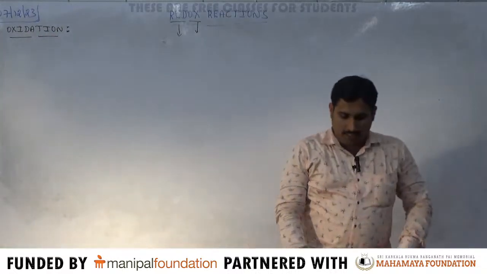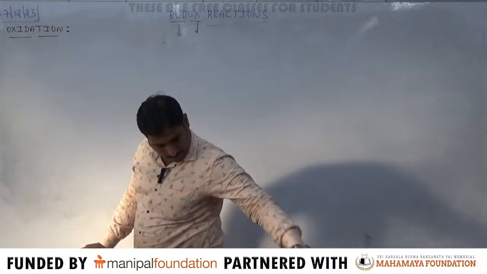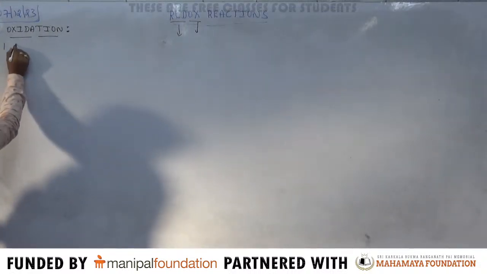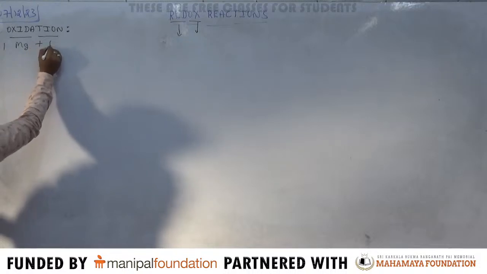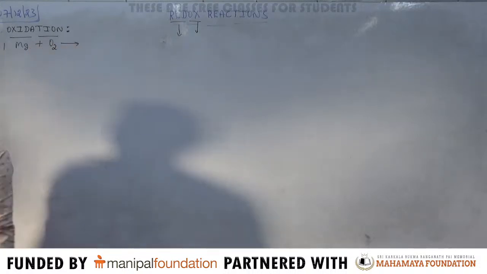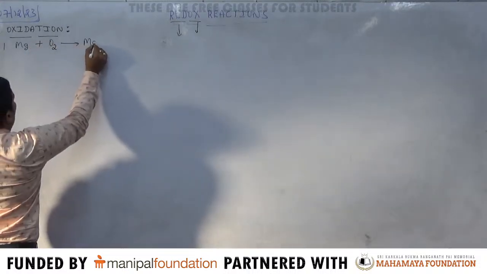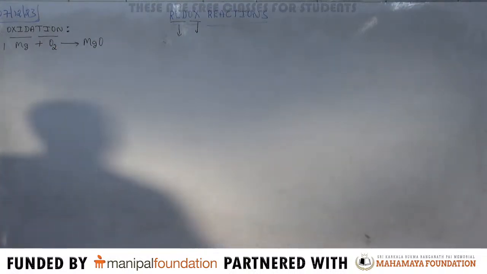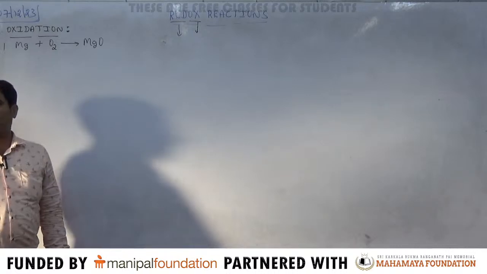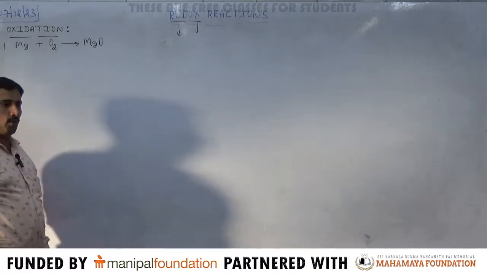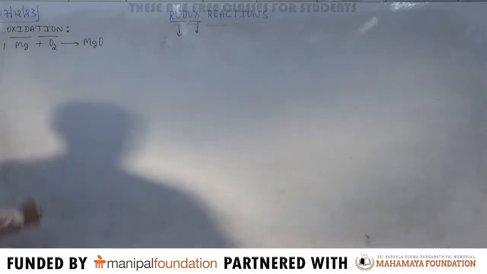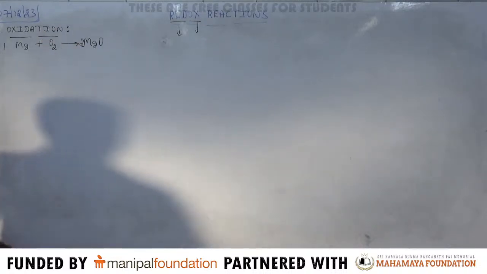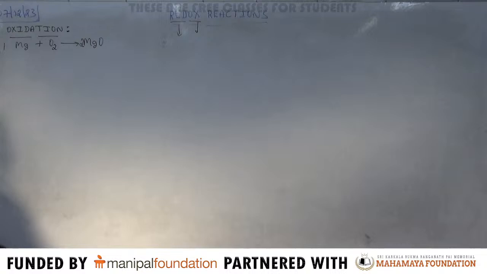Oxidation. Let me write some reactions. The first reaction: magnesium reacts with oxygen. There will be a formation of magnesium oxide. The balancing of the equation you have studied in the lower class. Balance this equation. Here there are two oxygen, so on the right hand side the number of oxygen must be 2. So I can write 2 MgO.